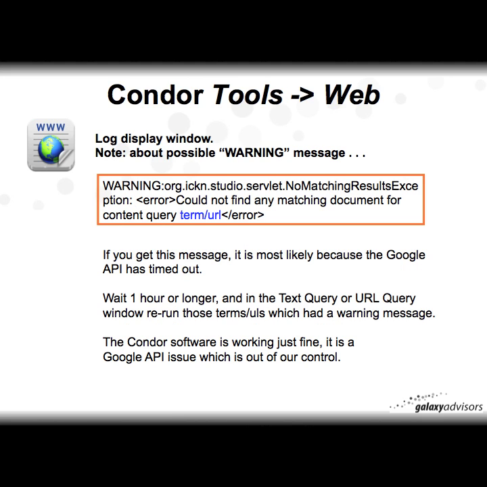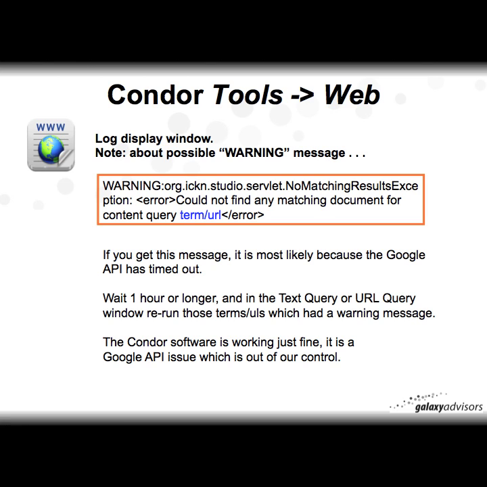Now, one thing to point out, you may get a message that says warning. What does this warning message mean? Typically, if you get this message, it is most likely because the Google API has timed out. My suggestion is wait an hour or longer, and in the text query or the URL query box window, rerun those terms which had the warning message.